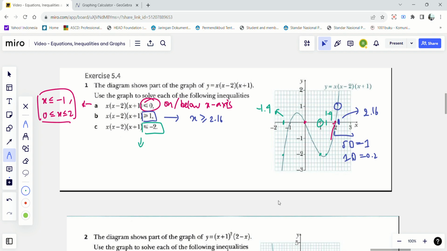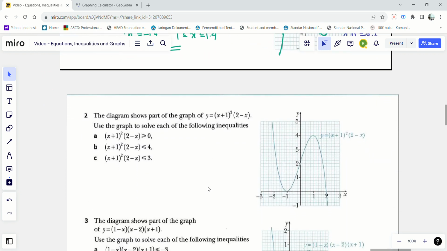You can probably say the answer will be, because less than negative 2 means going this way and going this way, right? So x less than or equal to negative 1.4-ish, and then in between 1 until negative 4. That probably can be the answer, or at least an estimation of the answer. So that's it. Here we are.